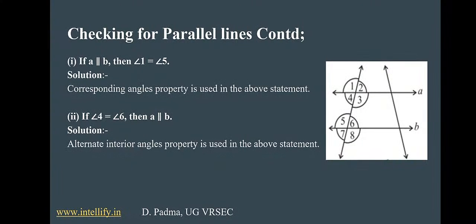So what are angle 4 and angle 6? These are alternate interior angles. Here, alternate interior angles are equal, so we can say A is parallel to B.